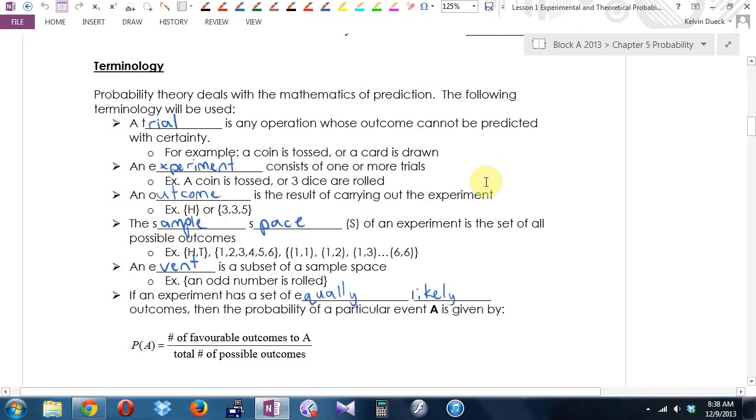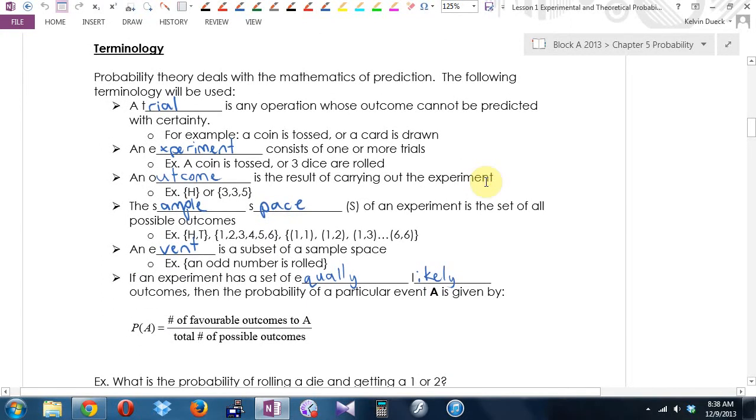An experiment consists of 1 or more trials. An event is a subset, so we had the event 1, we had another event 1, and then, Charmaine, we had the event 4. Those were the rolls that we've had on our die.